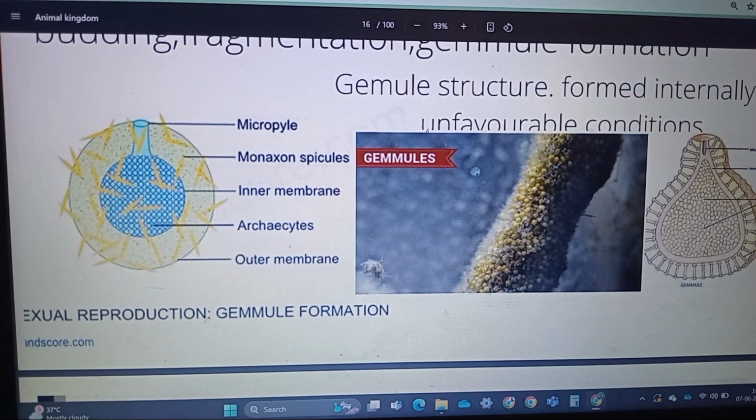There occurs the formation of the gemmules. The gemmules are made during unfavorable condition. These gemmules are having the central archaeocytes, and when favorable condition will appear, they can regenerate to make a new animal.